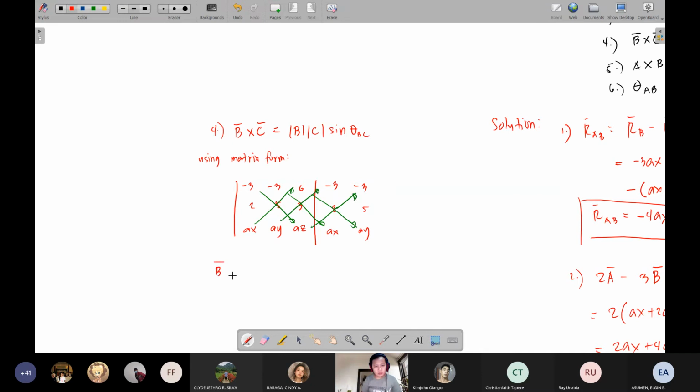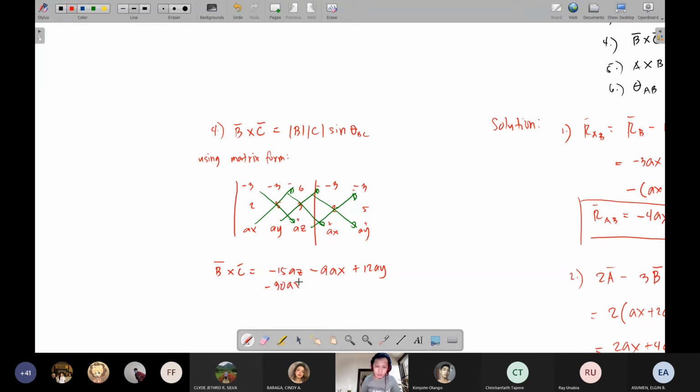Okay, so you have B cross C. For this one, this will be -15 AZ. Then this will be -9 AX. Then this will be 12 AY. Then this can become plus, minus, no? Again, all arrows down are positive. All arrows up are negative. Okay?